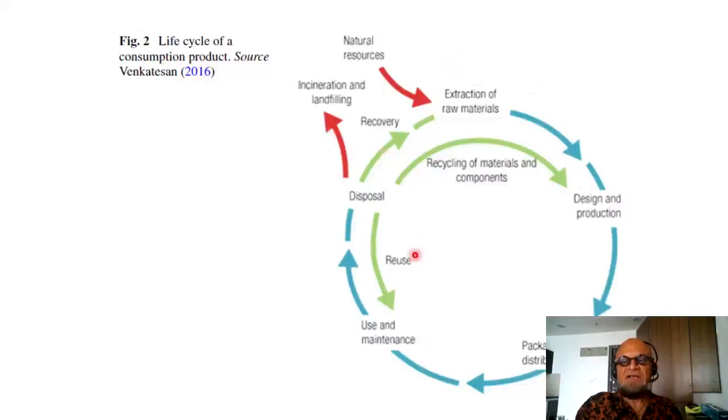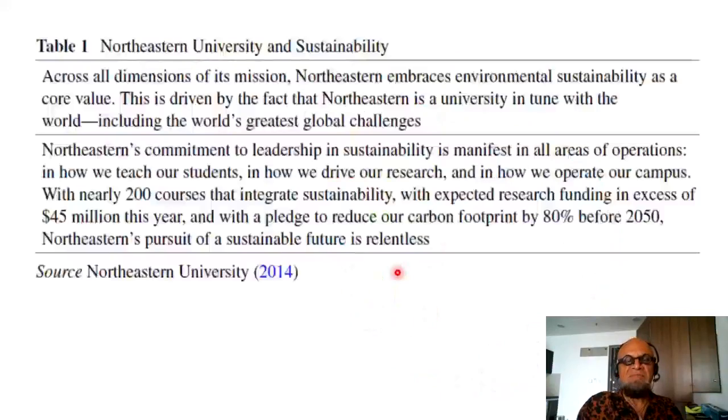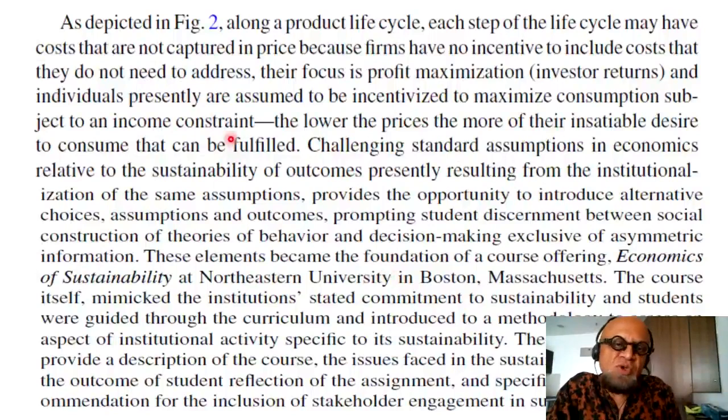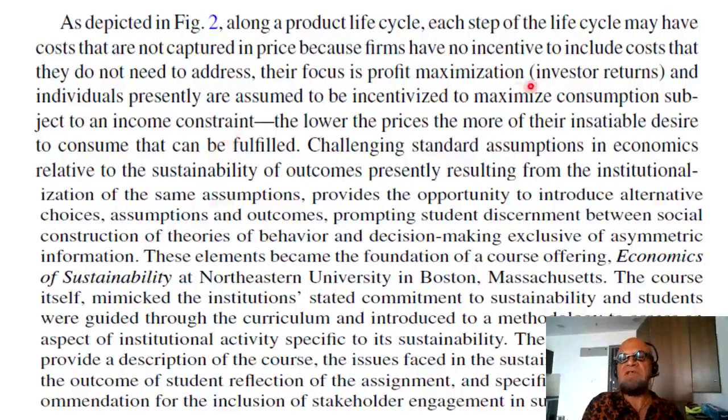These are the kind of figures that imply circular economy. Sometimes there are other words like donut economy and so on. So as depicted in figure 2, along a product life cycle, each step of the life cycle may have costs that are not captured in price because firms have no incentive to include costs that they do not need to address. Right? If government is providing you free electricity or free import of some material and so on, you may not add any cost to the consumer and just focus on giving products at the lowest price possible with maximum profit. Their focus is profit maximization in the sense of investor returns.